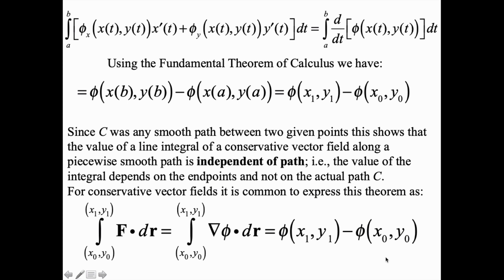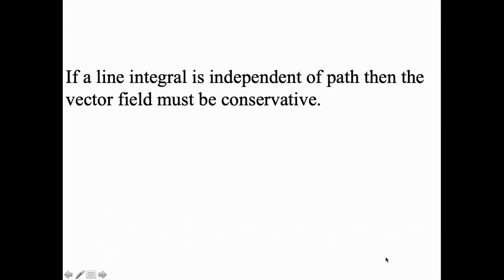It's that simple. So a key takeaway: if a line integral is independent of path, then the vector field must be conservative. And that's why a conservative vector field is such a big deal. You do the same amount of work going from one point to another, no matter what path you choose. What a wonderful world that is from a mathematical standpoint.